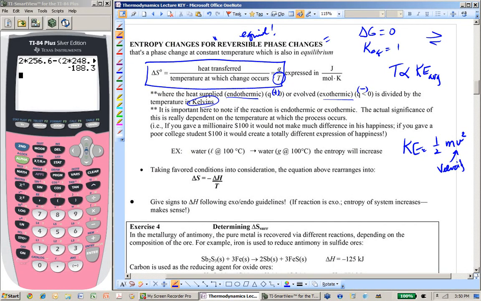So we're going to take favored conditions into consideration, and this is how we literally define delta S. So when we talk about one of these phase changes, when we talk about water liquid at 100 degrees Celsius and water gas at 100 degrees Celsius, by the way, when phase changes occur, you stay at the same temperature. That's another lesson in another chapter. You can dazzle your parents with that newfound knowledge. When water is boiling, the temperature is not changing.